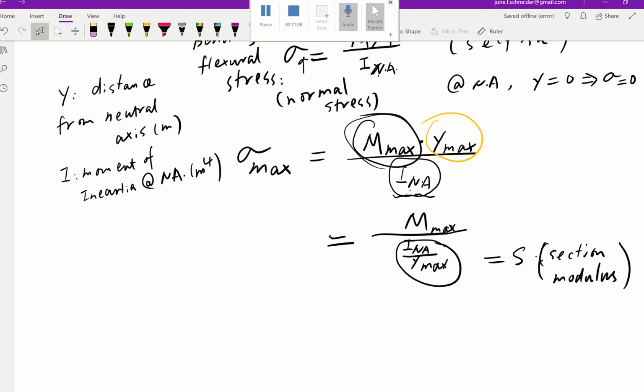Now let's look at the unit. I has a unit of meter to the fourth, and y is how far above the neutral axis, in meters, so that's going to give us meter cubed. In other words, the section modulus is going to have a unit of meter to the power of 3.